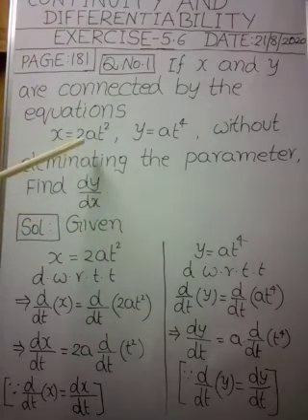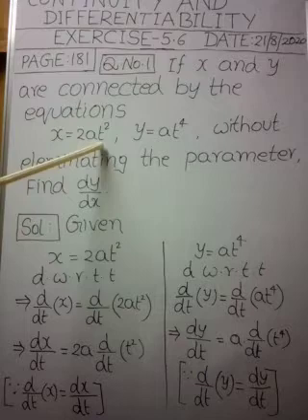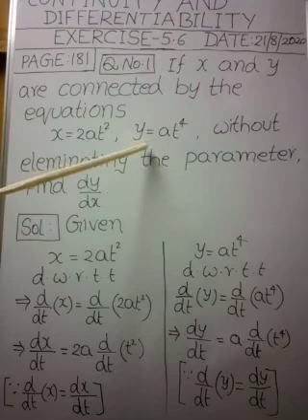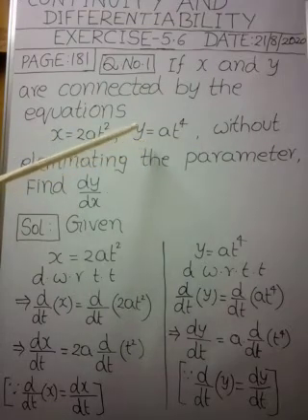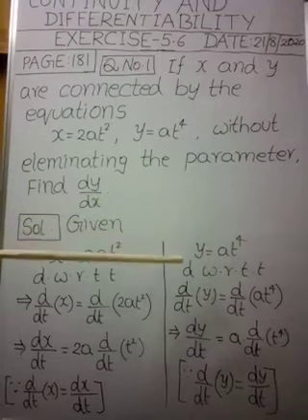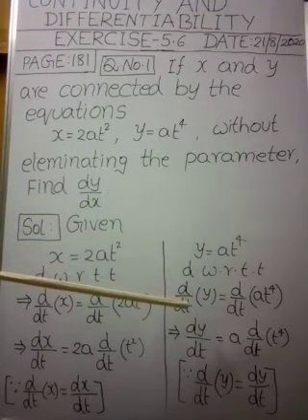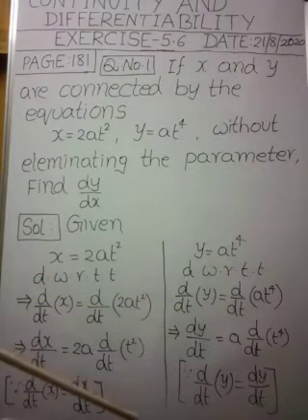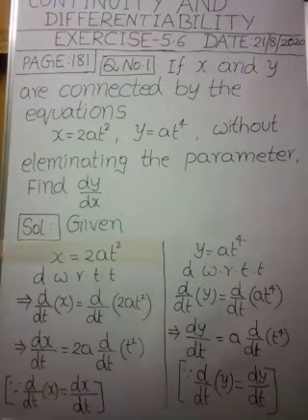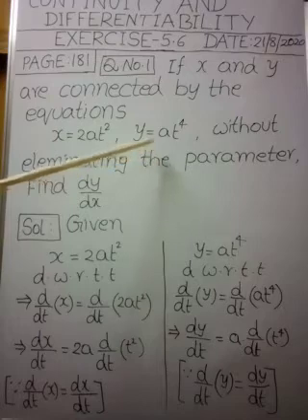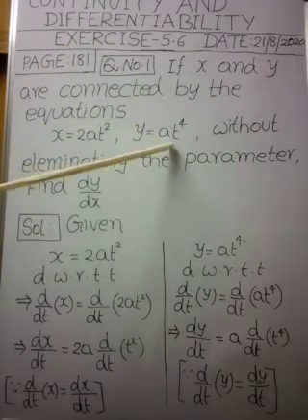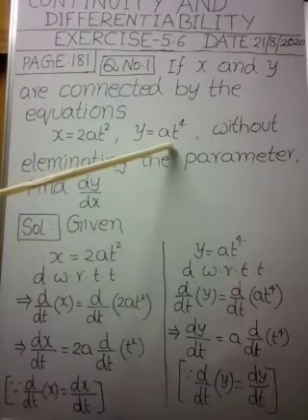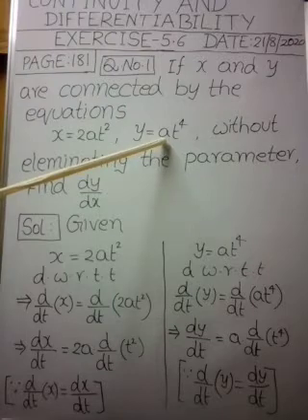See here the equations, my dear children. x = 2at², y = at⁴. Here the variables are x and y, but both are connected with another variable. Can you find what the variable is here? t. Yes, not a. a is always considered a constant. So the two variables x and y are connected with the variable t. Here x is defined in terms of t, and y is also a function of t. Understood, my dear children? Right.